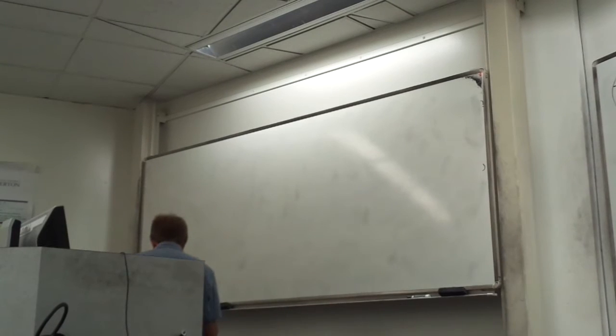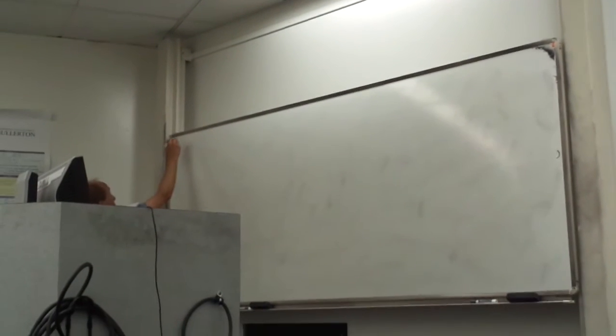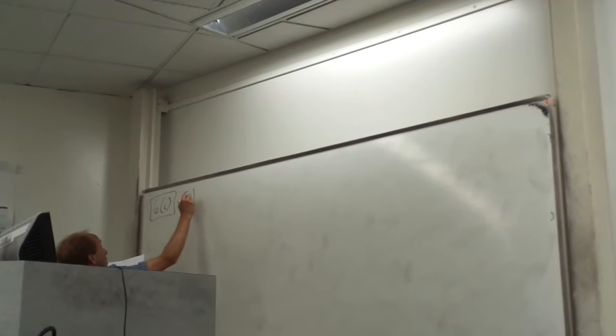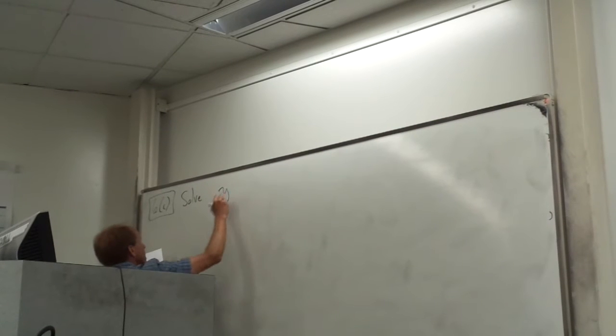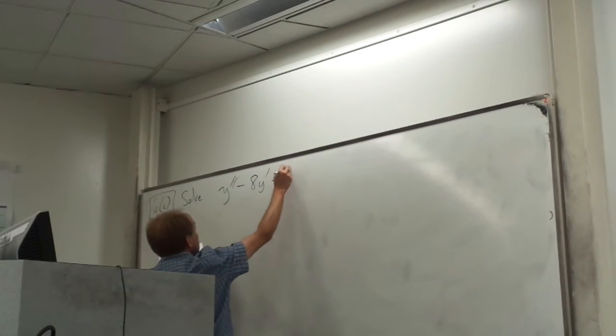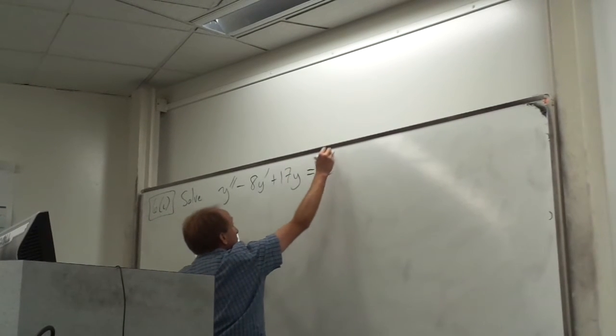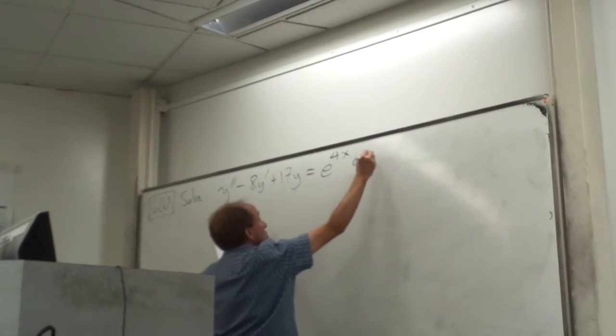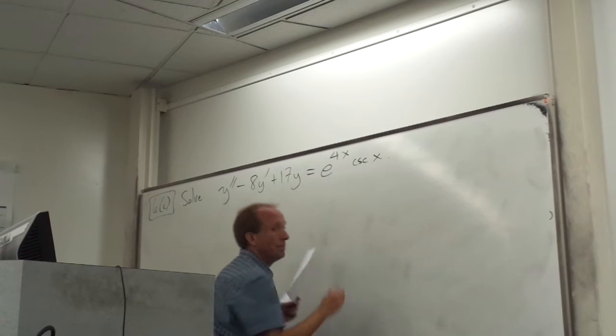Okay, but before I do that, let me just do one more example. This is going to be part 6C on the review sheet. I want to solve y double prime minus 8y prime plus 17y equals e to the 4x times the cosecant of x.